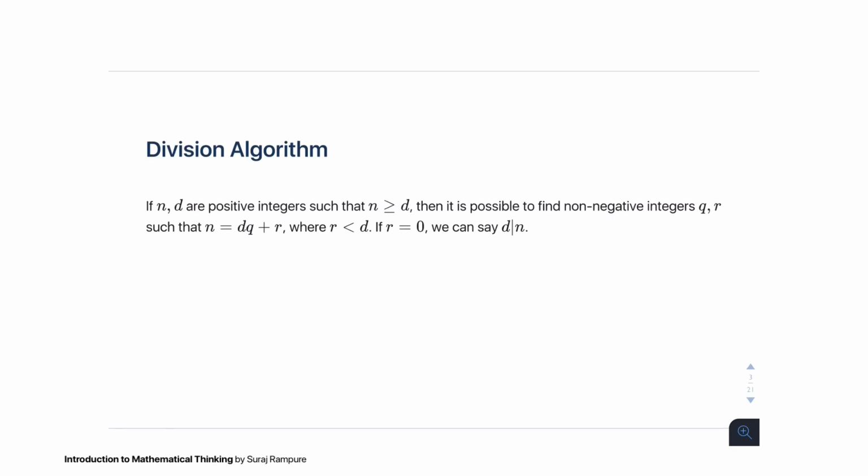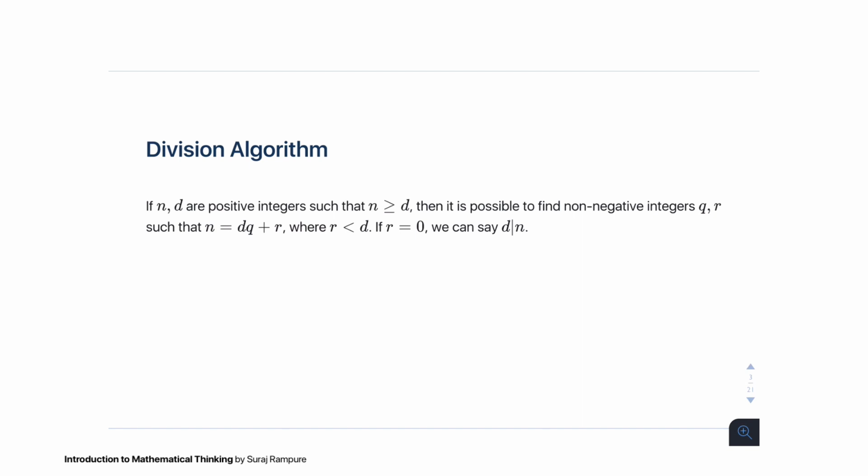But for now, I want to introduce this idea of the division algorithm, okay? So what the division algorithm states is that if n and d are positive integers such that n is greater than or equal to d, then it's always possible to find non-negative, so positive or 0, integers q and r such that n is equal to d times q plus r, where r is less than d.